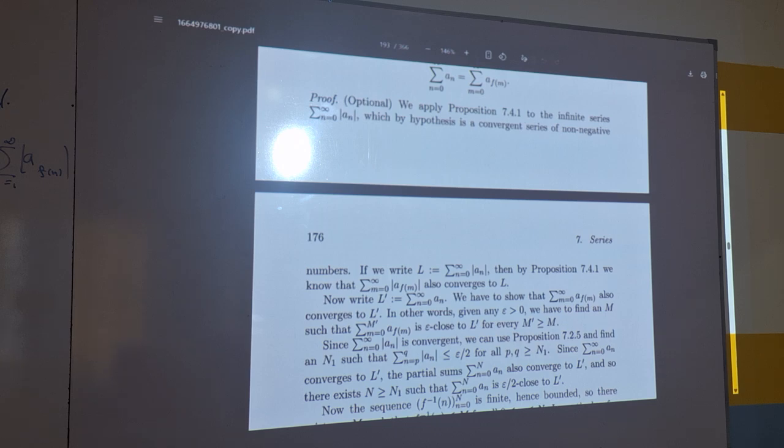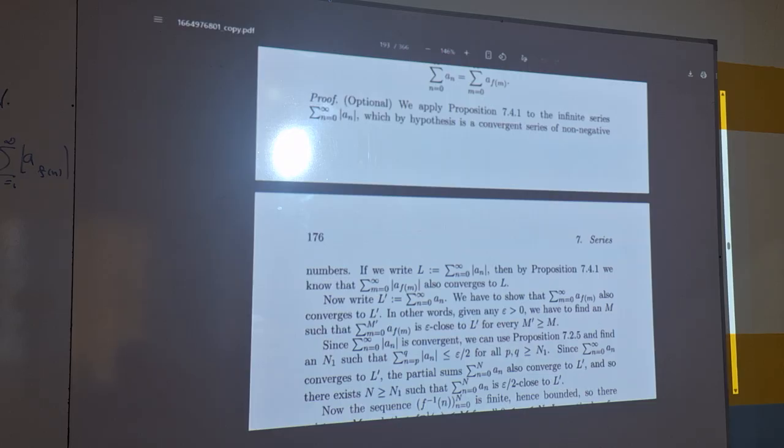In other words, given any epsilon greater than 0, we have to find capital M such that the sum over m going 0 to m dash of a f m is epsilon close to L dash for every m dash greater than or equal to capital M. In other words, we have to show that the sum over m going 0 to capital M dash of a f m, when the limit of that as M dash goes to infinity, is equal to L dash. So that's what he has written, epsilon close to L dash for every capital M greater than or equal to m.